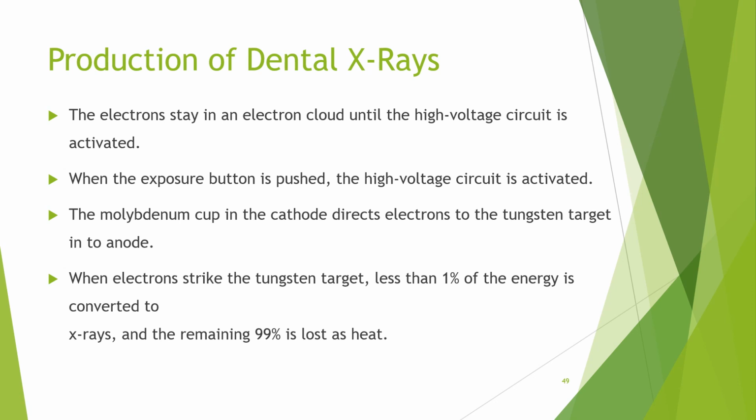Those electrons that are forming in that cloud, sitting in that molybdenum cup, stay in that cloud until the high voltage circuit is activated. And this is activated when you press the exposure button. The molybdenum cup of the cathode then directs those electrons toward the tungsten target in the anode. When those electrons strike the tungsten target, less than 1% of the energy is converted into X-rays, and the remaining 99%, which we talked about before, is actually just lost as heat. It gets absorbed by that copper stem and it gets absorbed by that insulating oil.